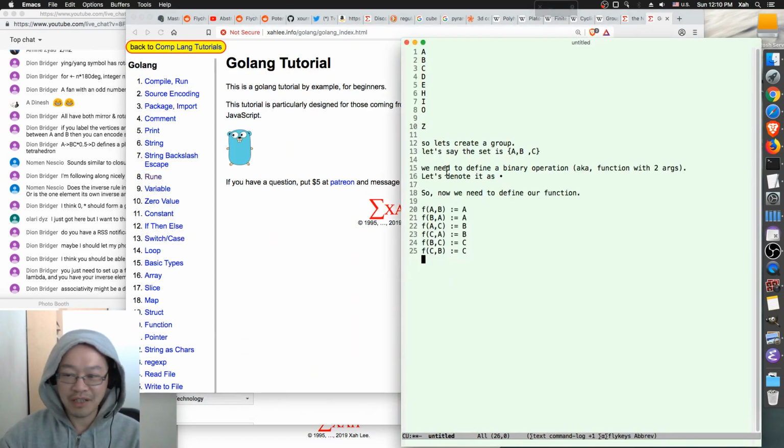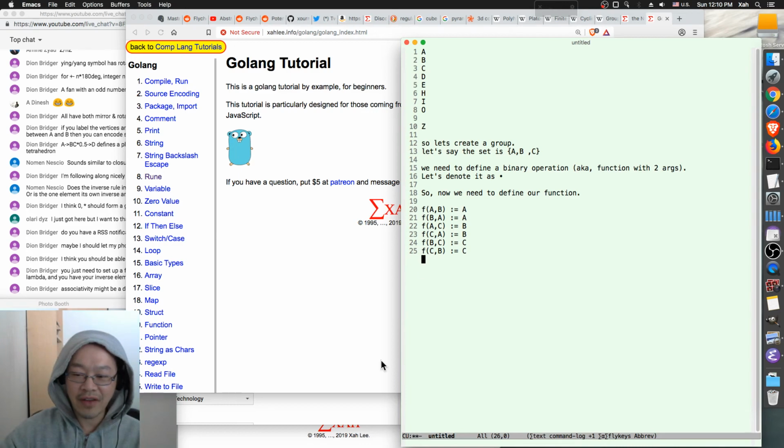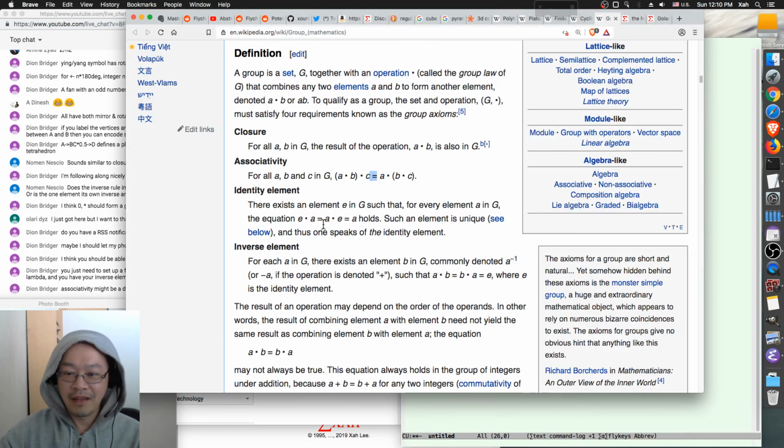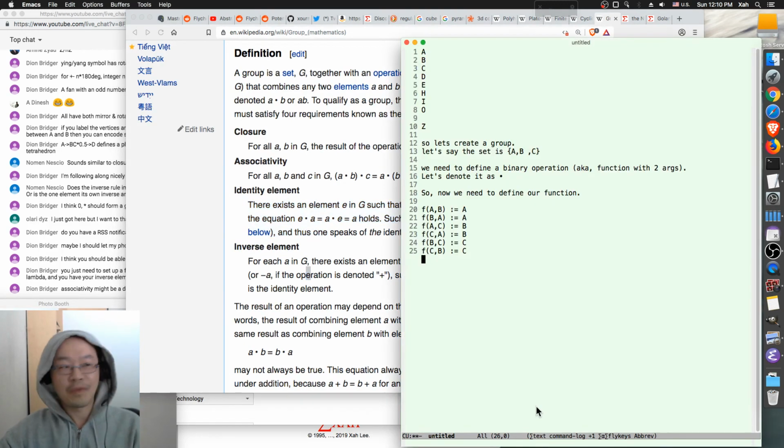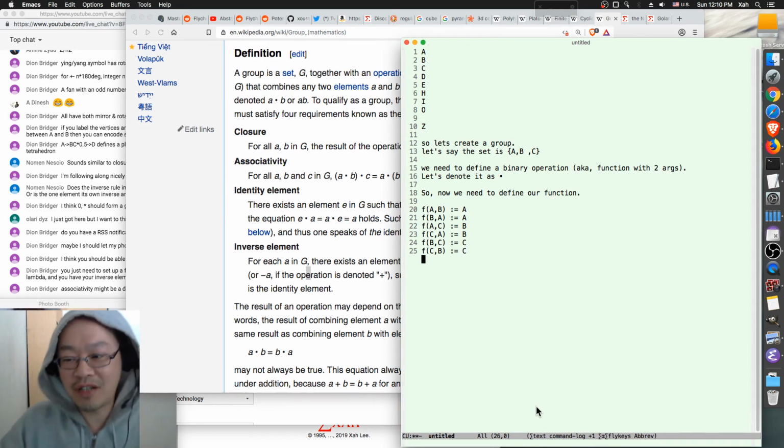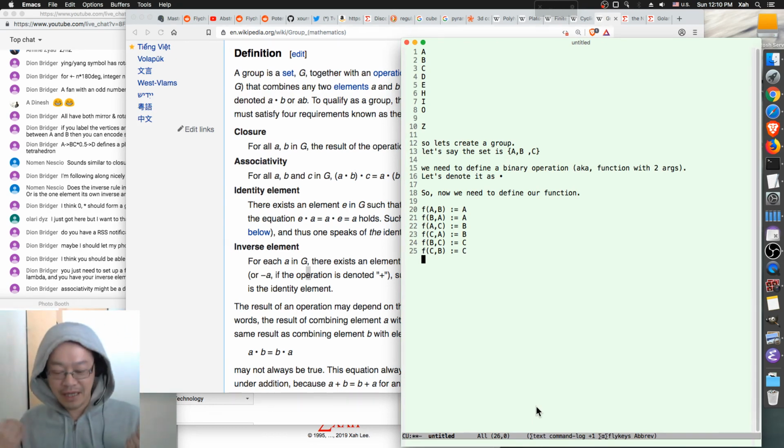And you try to see if this satisfies the associativity property of the group. Then you need to check identity. You want to know, and so on. So that is it, folks. That is group theory. But okay, what else?